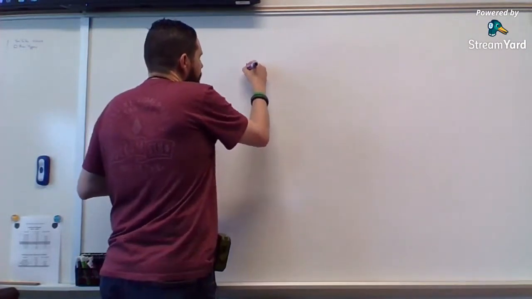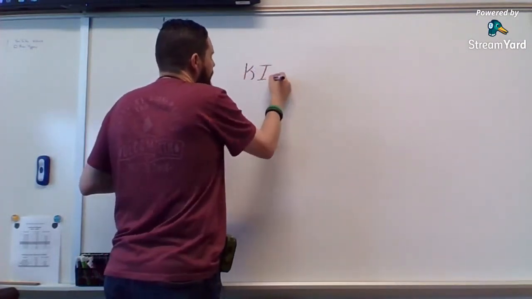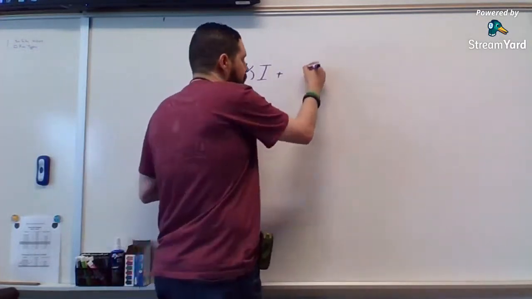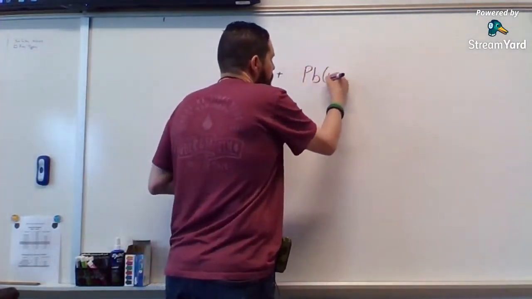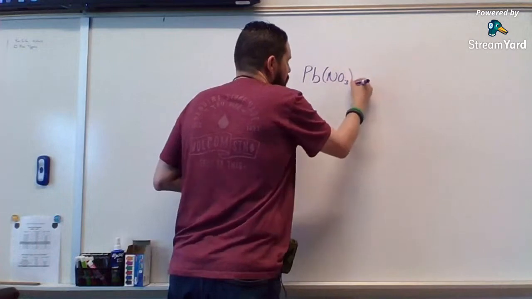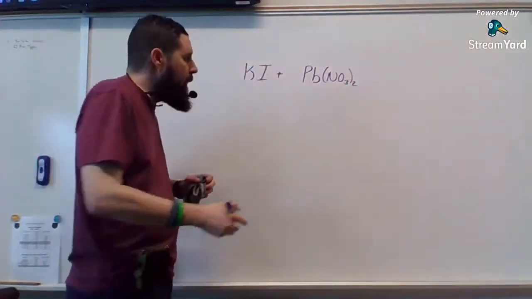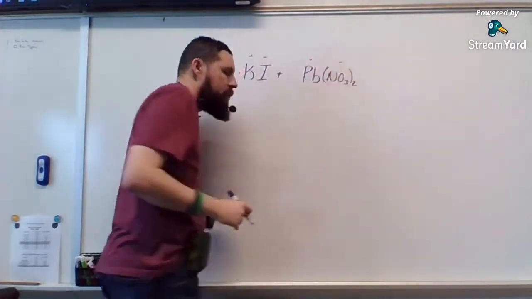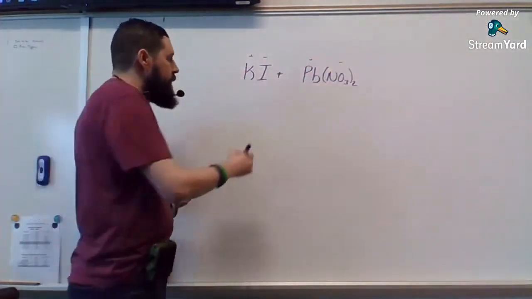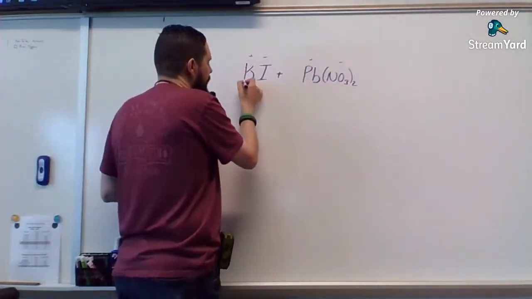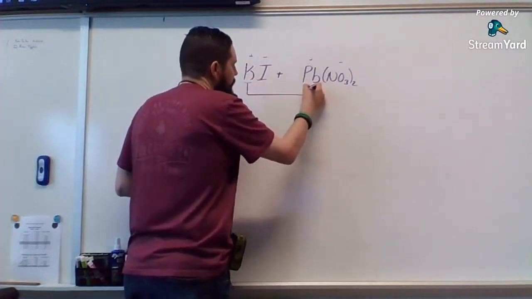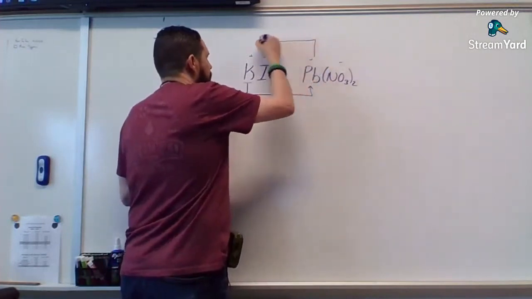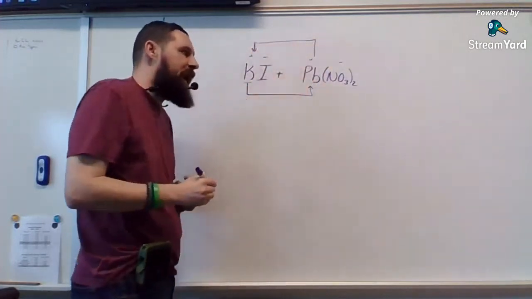So if I take, say, potassium iodide, and I combine potassium iodide with lead nitrate, Pb(NO3)2, so lead 2 nitrate. Again, I always go through and I label my positives and negatives so I can see what's going to switch out. So potassium will replace or displace lead. Lead will come over and take the place of potassium.